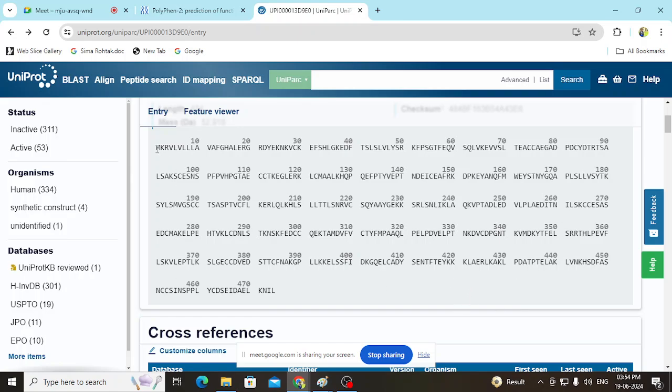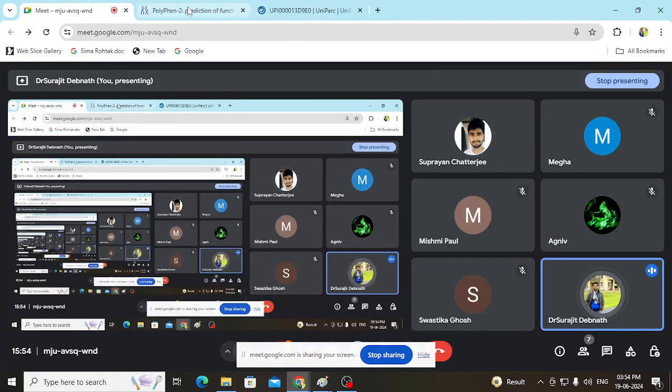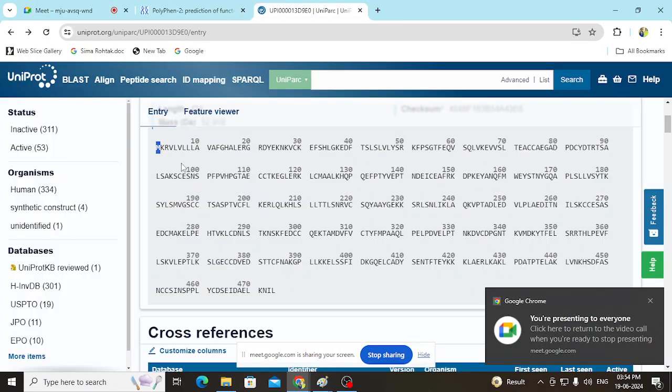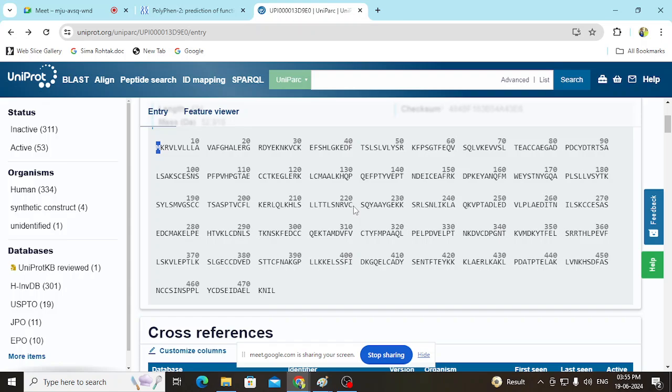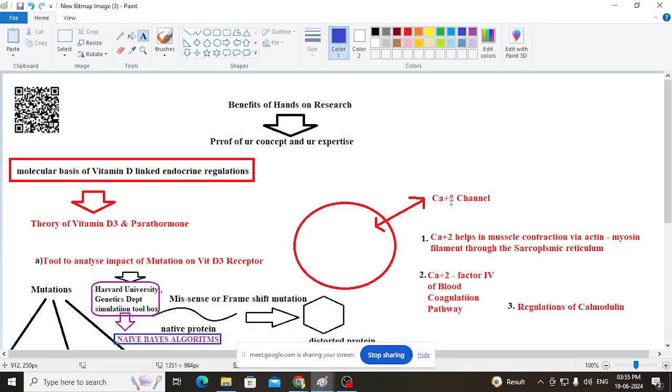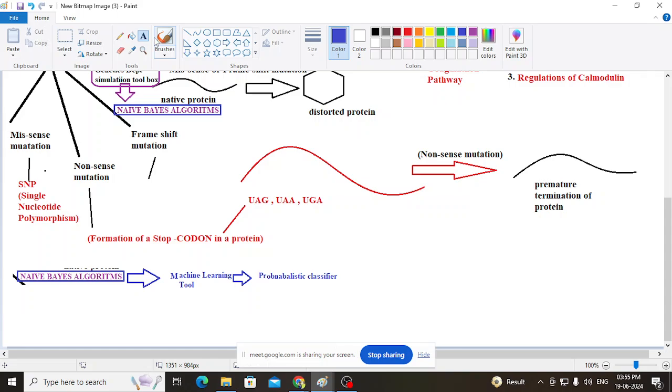If we consider the first amino acid as the first reading frame, who can tell me the name of the first amino acid? This is methionine. It started with methionine, M. So methionine is the initiation codon. We'll discuss a bit about methionine.